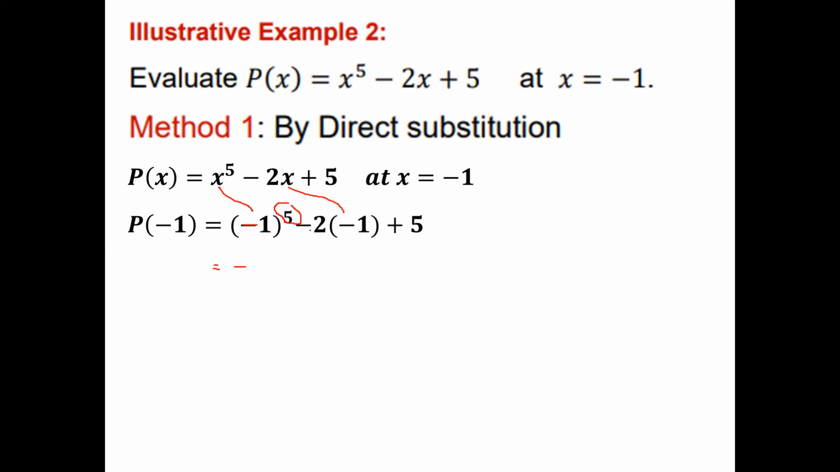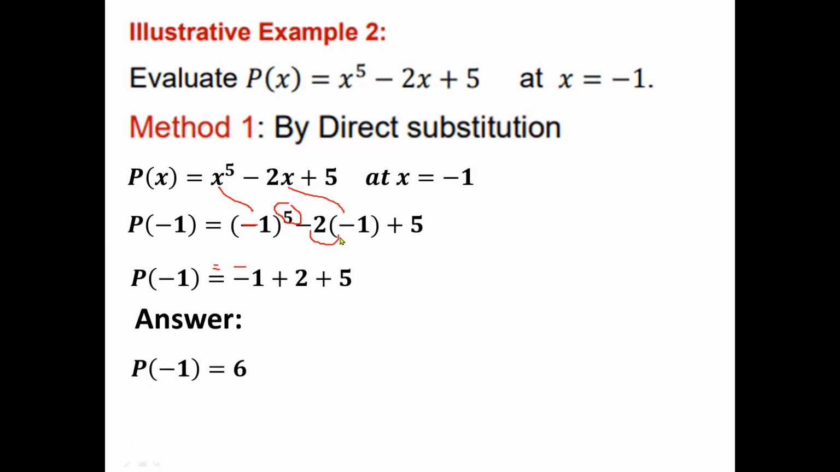Then dito naman, negative 2 times negative 1 is positive 2. So kung i-add natin ang mga yan, ko-continue natin yung ating calculation. Ito yung ating output. Negative 1 plus 2 plus 5. Negative 1 plus 2 is positive 1. But positive 1 plus positive 5 is positive 6. So ang P of negative 1 natin is simply equal to 6.